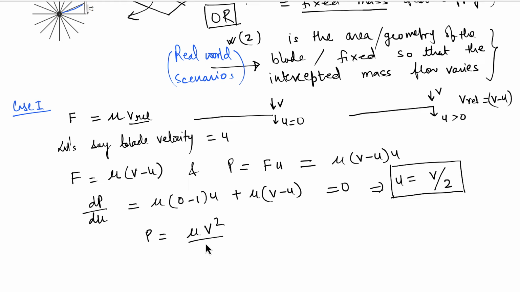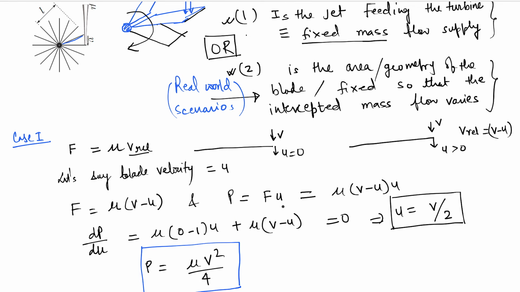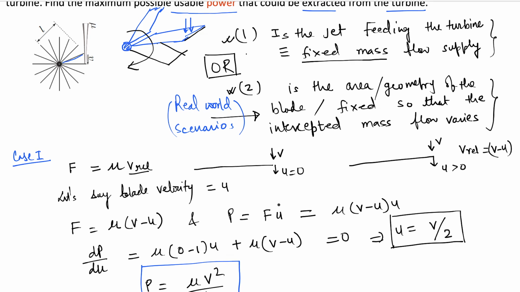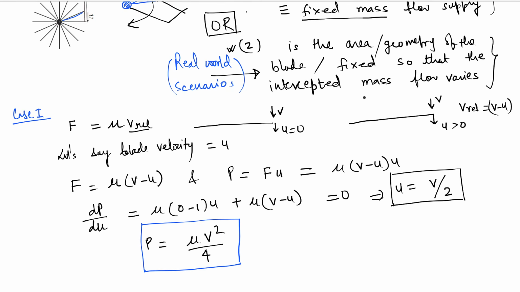v square by 4. So this is a simple answer and is simple to solve for case 1, which is a very limited scenario. It's not a realistic scenario. Here we are assuming that the flow of the water is totally going to be consumed by the blade at any velocity of the blade. Okay? That's not correct. What is realistic is that the area of the blade is fixed. So the fixed amount of area will get that much of water on it. So we need to consider that.